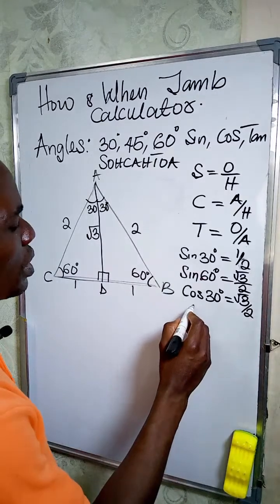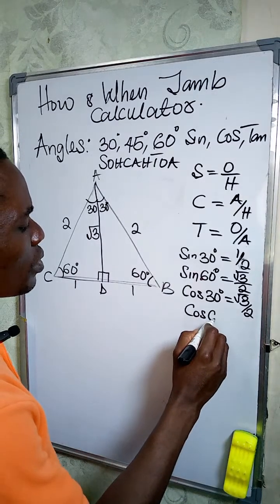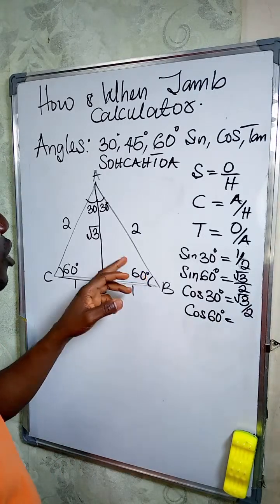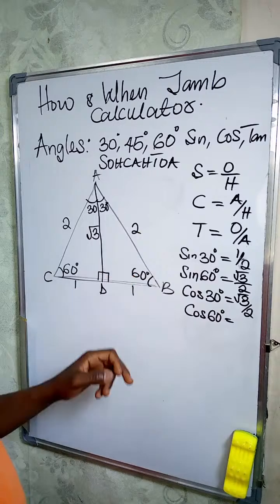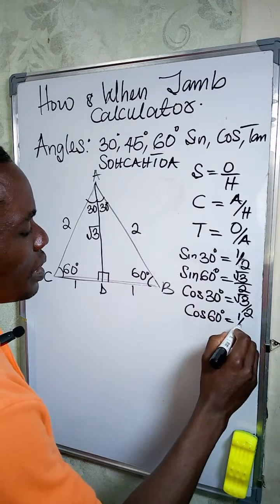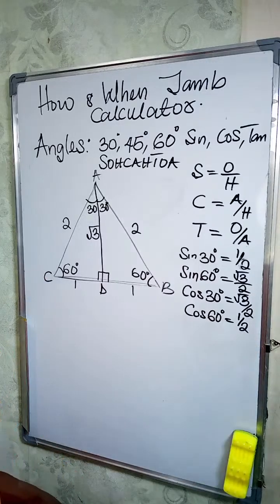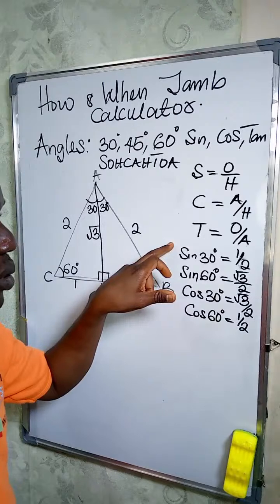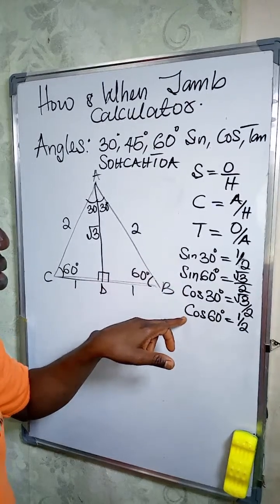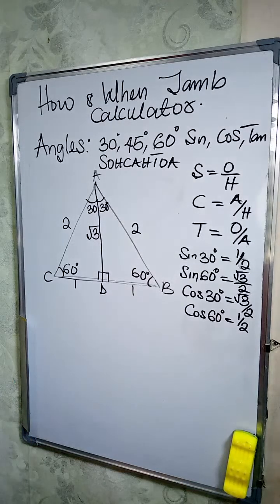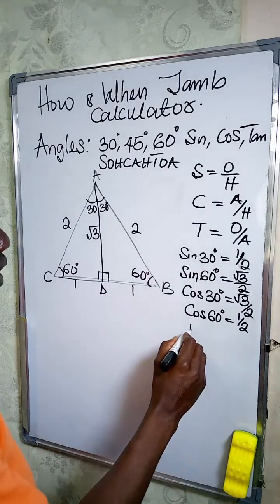Now we go see wetin cos 60 go give us. Cos 60 we say na wetin? Cos na adjacent over hypotenuse. That is adjacent 1 divided by 2. So you see say cos 60 give us the same thing wey sine 30 give us. So sine 30 and cos 60, cos 30 and sine 60 na the same thing. So the only way we go see different now na tan 30.